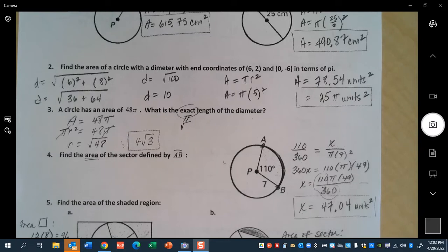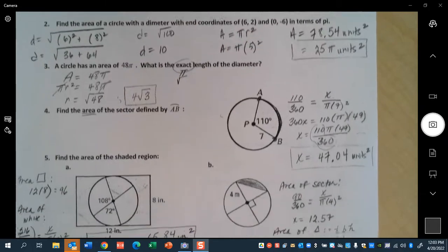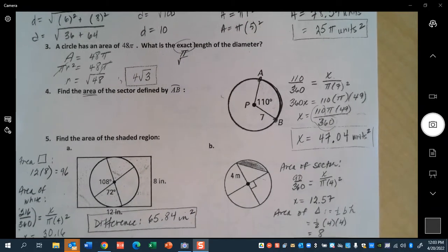They ask for it in terms of pi, but you can also give it to me as an estimated value from your pi button. Anytime they ask you for an exact length, they want you thinking in terms of pi or unsimplified radicals. These are my two ways I get irrational numbers: numbers that don't divide out evenly, no patterns, no ends. So we avoid that if we can.